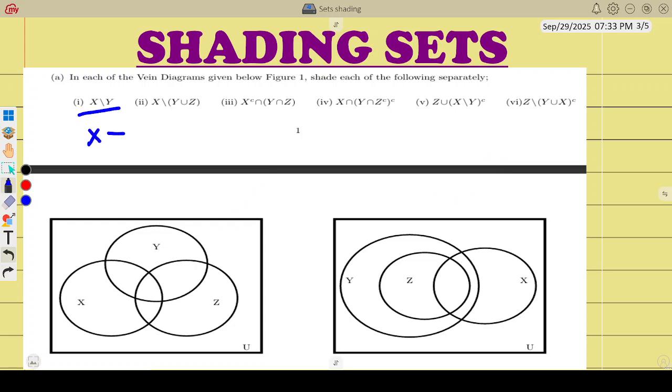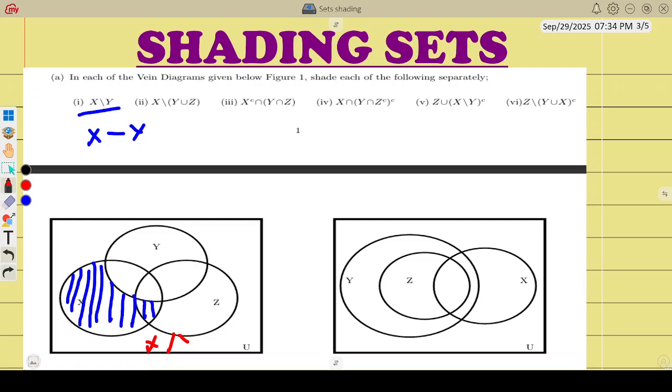Remember, x slash y simply means x minus y, and this means that you are going to shade the things which are in A. These are the things which are in A, but you can see we are not crossing to go into Y because we are saying minus Y, meaning do not touch set Y. So this is the shading for X slash Y. You just shade what is in X, but do not shade what is in Y.